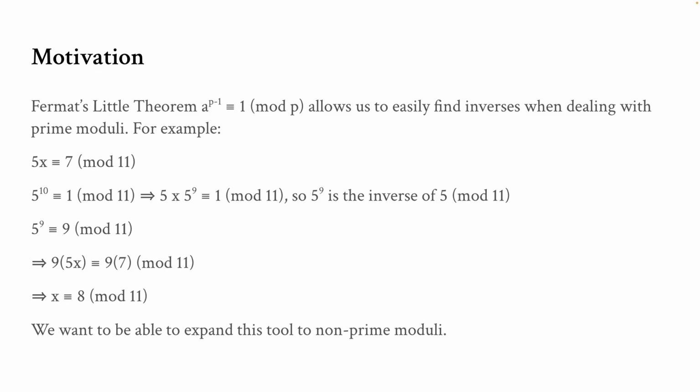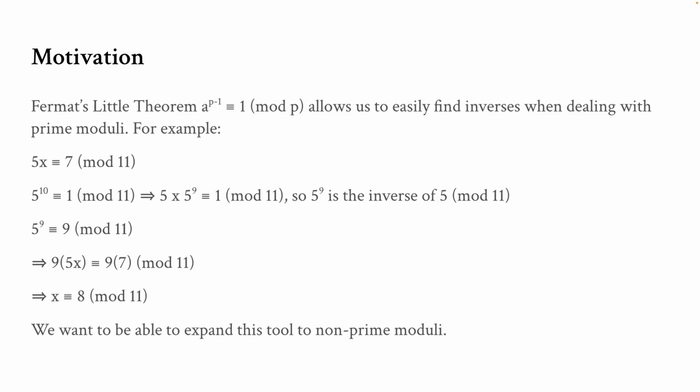So it's not necessarily the most efficient way to find an inverse, but it guarantees that it exists, so we can go through this simple process of solving simple linear congruences. So working through this example, 5x is congruent to 7 mod 11. Fermat's little theorem gives us the fact that 5^10 is congruent to 1 mod 11, which gives us 5^9 is the inverse of 5 mod 11. The least residue of 5^9 mod 11 is 9, so we can simply multiply both sides by 9, take the least residue, and we have our solution: x is congruent to 8 mod 11.